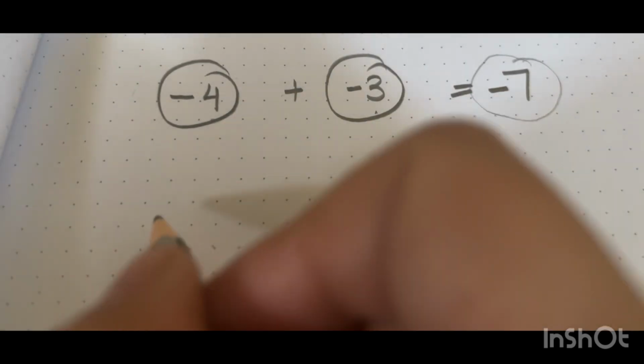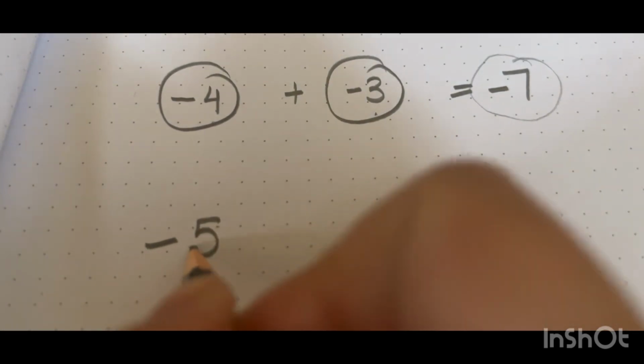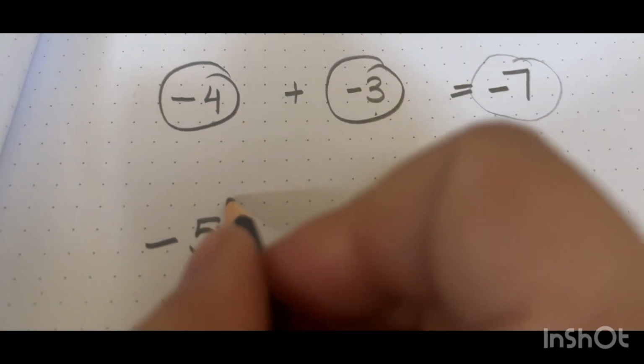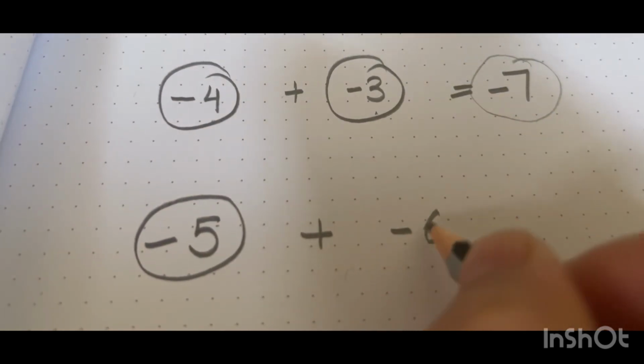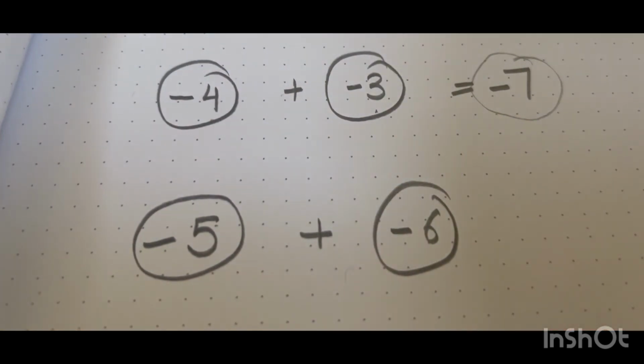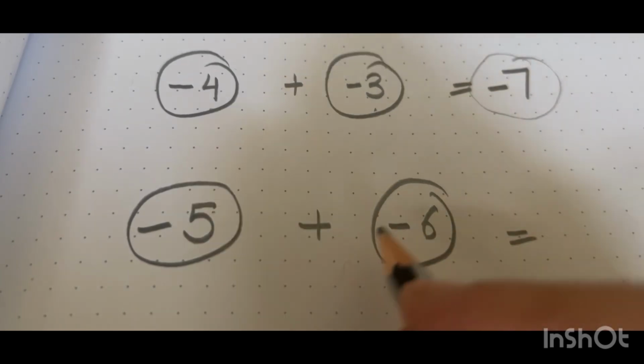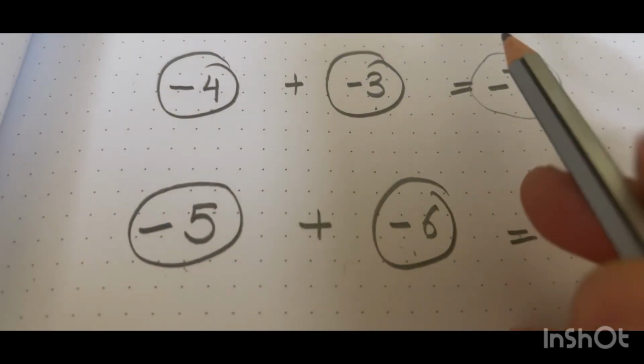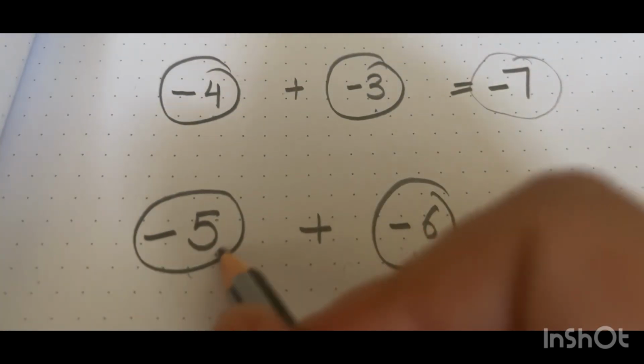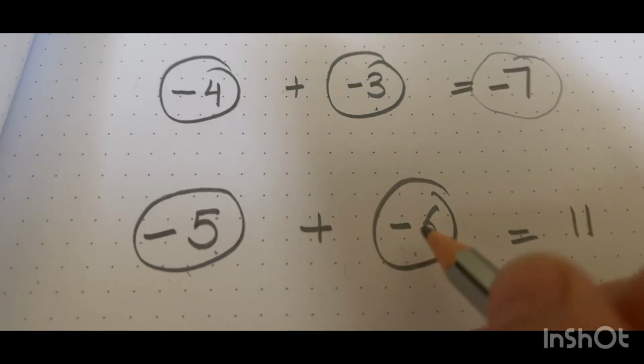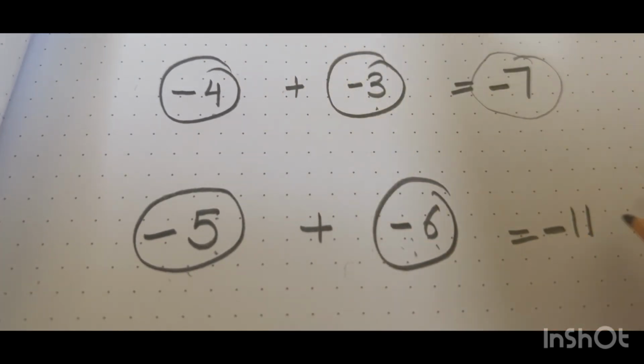One more example I'll give you. Here I'm taking minus 5 plus minus 6. Now you can see both integers are negative, but we are going to add them. So 5 plus 6 is 11, and the sign we are going to put is minus over here.